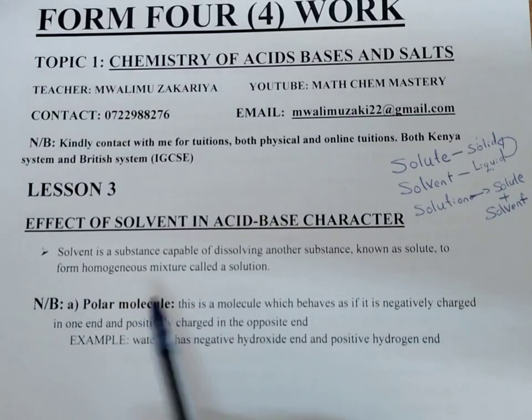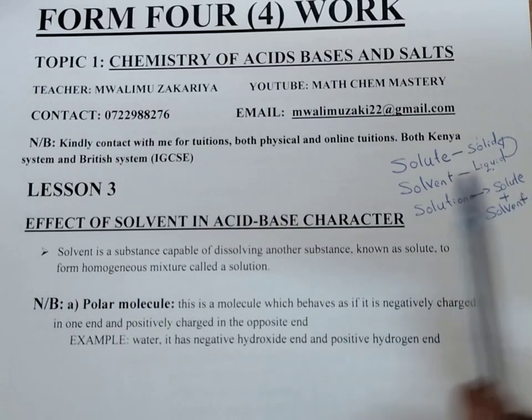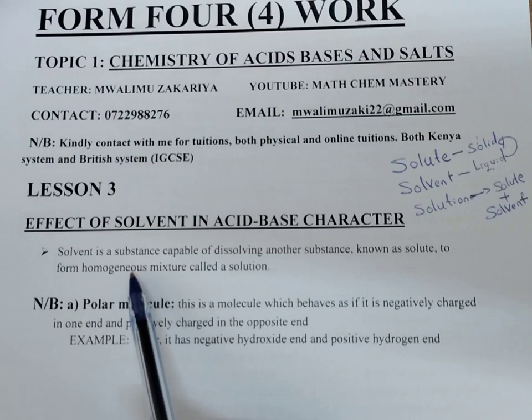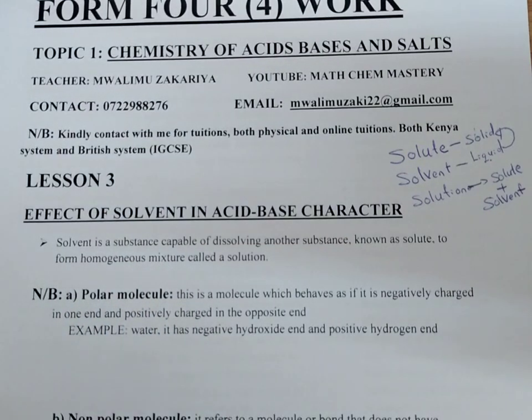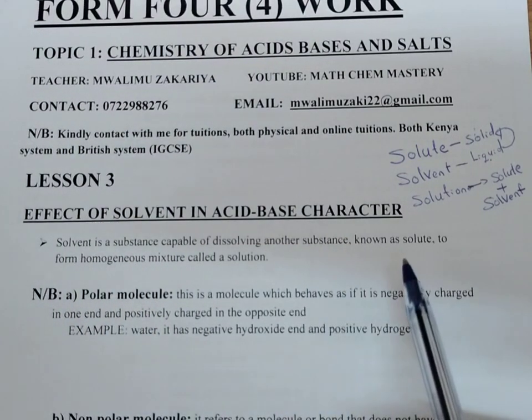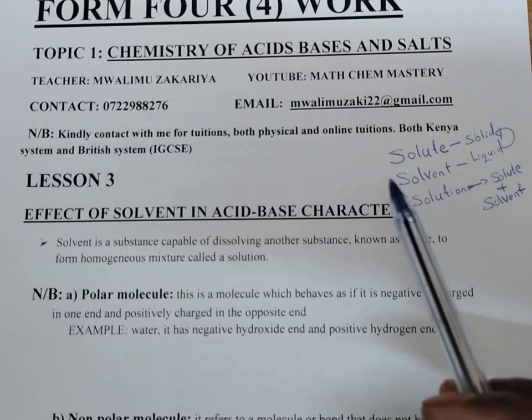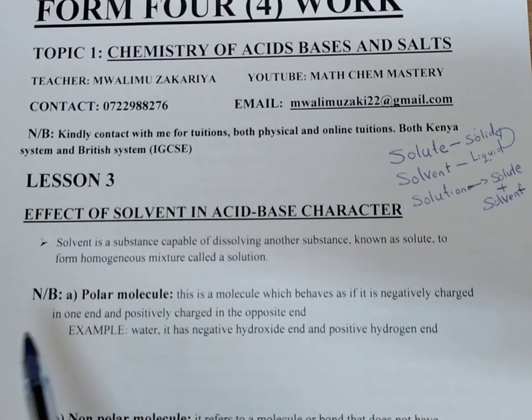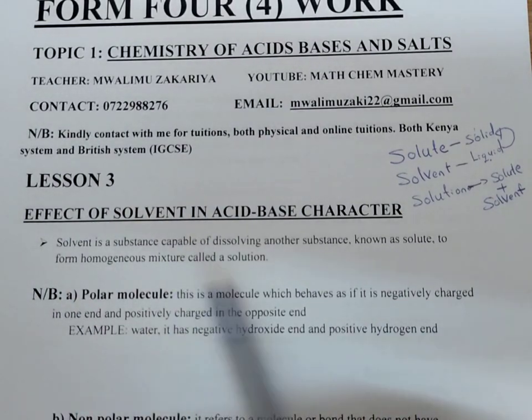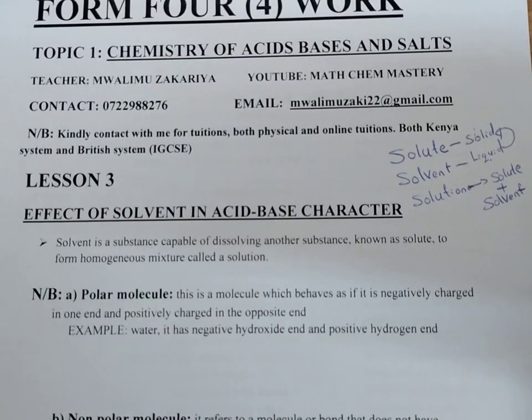Now the solvent is the liquid substance capable of dissolving another substance known as the solute. The solvent dissolves the solute to form a homogeneous mixture, meaning it forms one solution. But if they are not dissolved, it forms a heterogeneous mixture, meaning it forms two layers.